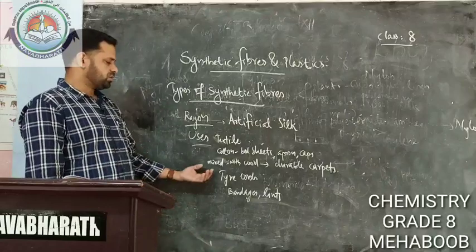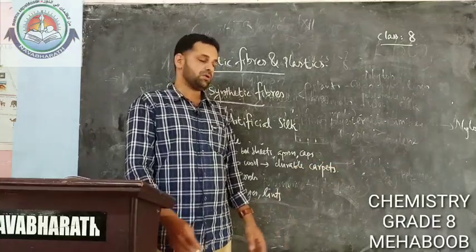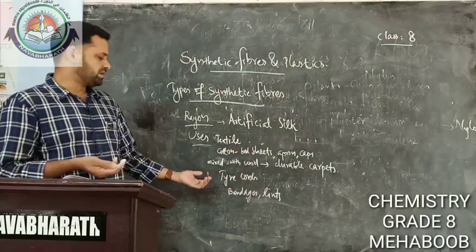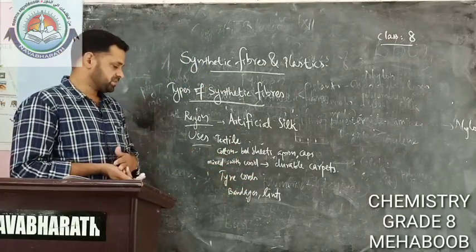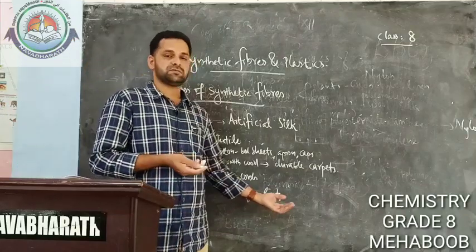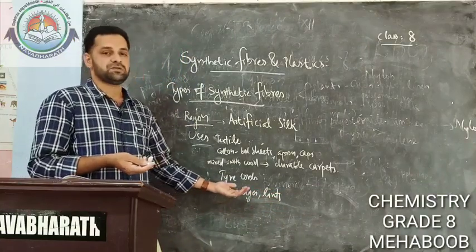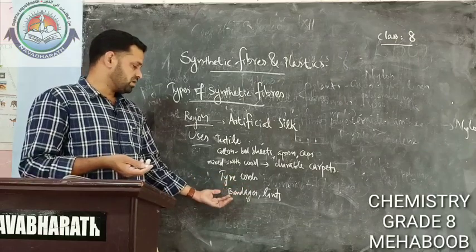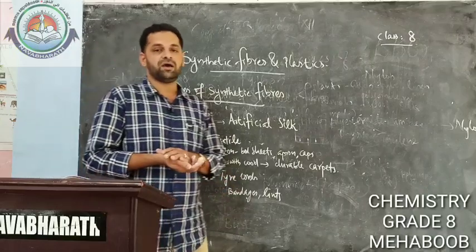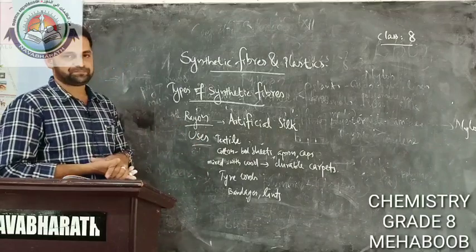Then it is also mixed with the wool to make durable, beautiful carpets. And it is also used in the manufacture of tire cords, and to make bandages and linens for dressing surgical wounds. So the bandages and linens are made up of rayon. These are some of the uses of rayon.